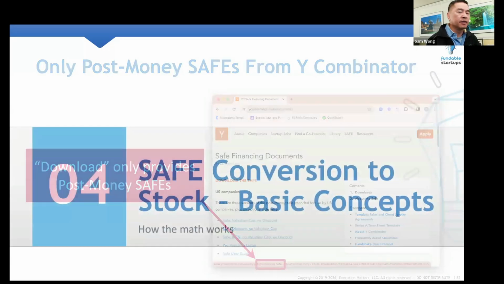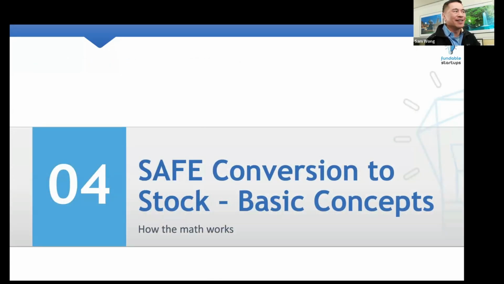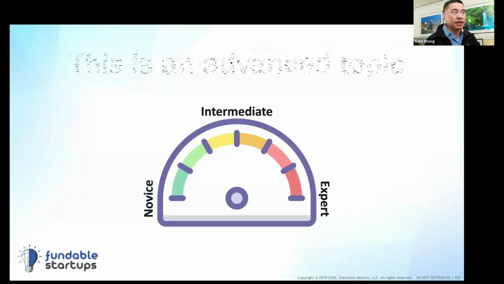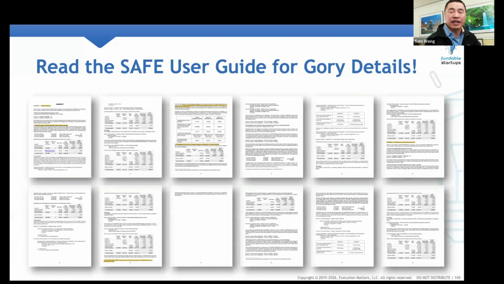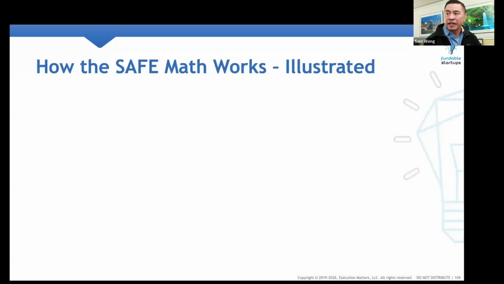All right. So, safe conversion to stock. This is a basic conceptual overview because this is actually a fairly advanced topic. If you want the advanced version, then I encourage you to read the Safe User Guide. It's a 32-page document, and 12 of those pages explain the process, the algorithm, and examples of how safes convert. It's not simple. But let me at least illustrate it for you visually, conceptually.